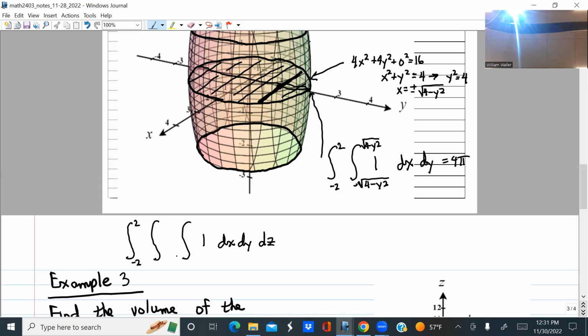So it'd be nice if I just had minus 2 to 2 here for the y, and minus square root of 4 minus y squared up to square root of 4 minus y squared, right? But unfortunately, that's going to be wrong because I'm a little bit too optimistic if I use these limits of integration.